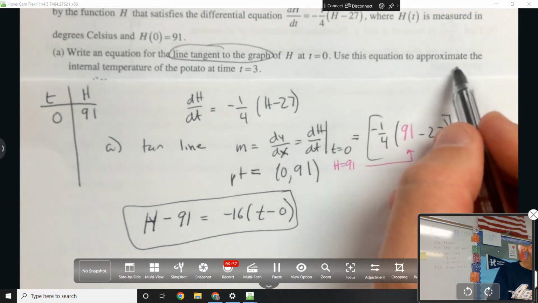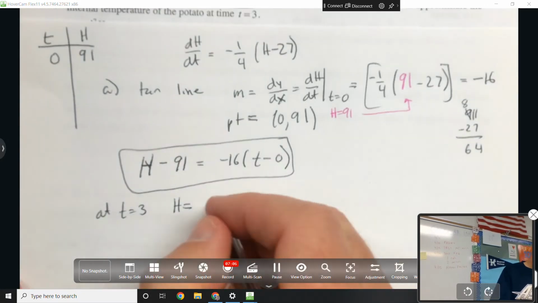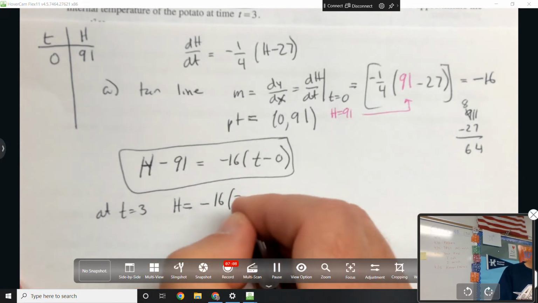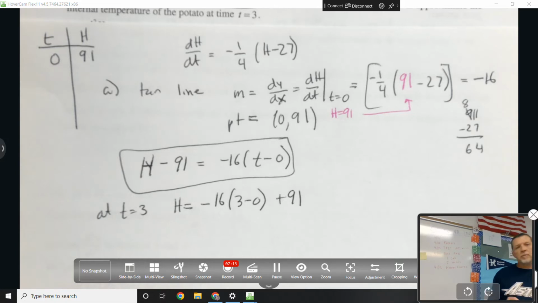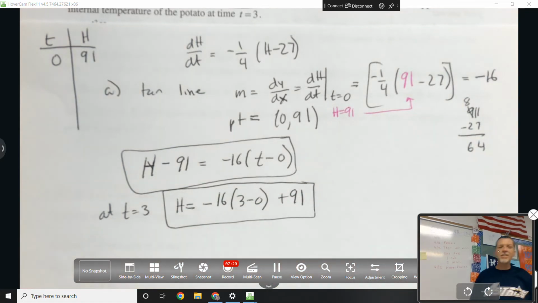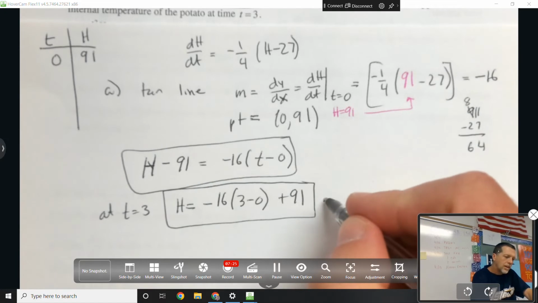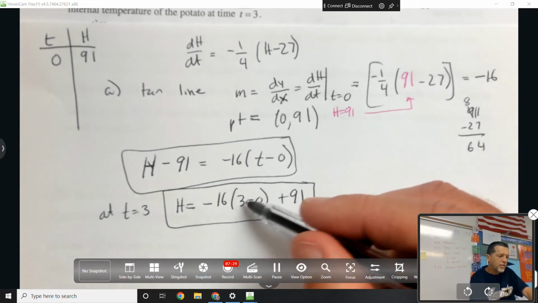Use this equation to approximate the internal temperature when t equals 3. So when t equals 3, h equals negative 16 times 3 minus 0 plus 91. Hey, this is the end of the problem, so I'm not simplifying that. I'm going to leave that alone and leave it as is. 91 minus 48 would be 43.